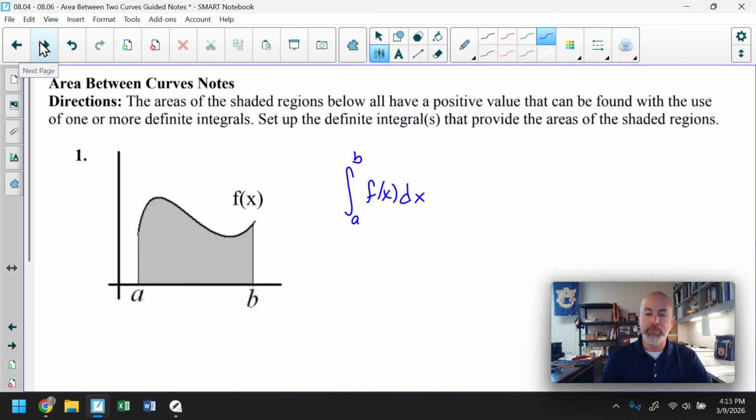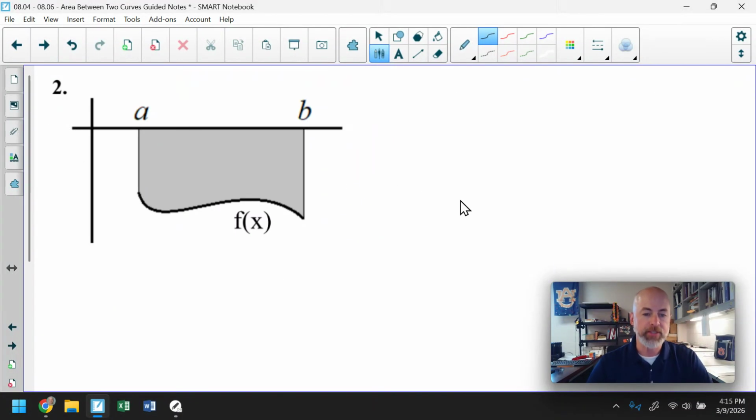And in this case, if you want to say between curves, you could say this is between the curve y equals f of x, and the x-axis is the line y equals 0, if you want to think of it as those two curves. But anyway, I talked too much. Onward we go. Let's look at this one.